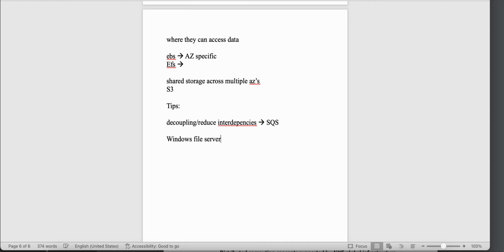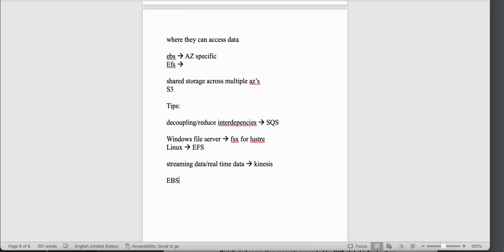Where you have a Windows file server, the storage is FSx for Lustre. If you have Linux, it would be EFS. For a Linux file server, the storage is EFS. And if you see something related to streaming data, real-time data, and you have to use a service for that, it's mostly Kinesis because it is designed for that only.